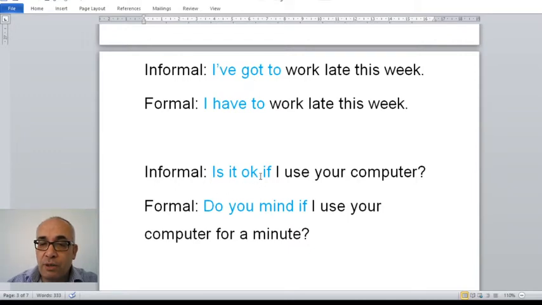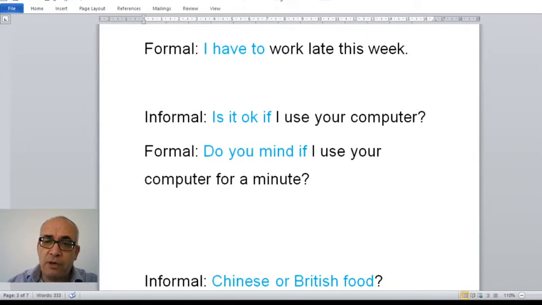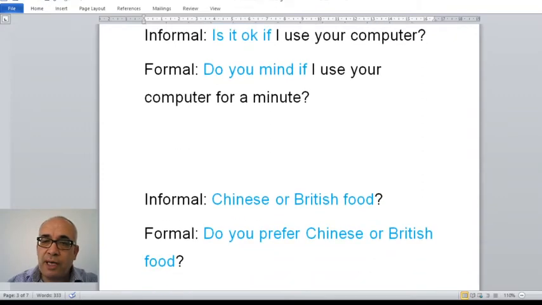Next one: "Is it okay if I use your computer?" "Do you mind if?" So this is formal: "Do you mind if I use your computer for a minute?" Of course, you can use "use" in formal English, but if you want to use academic English, you can use "utilize." Utilize means use, but this is academic.